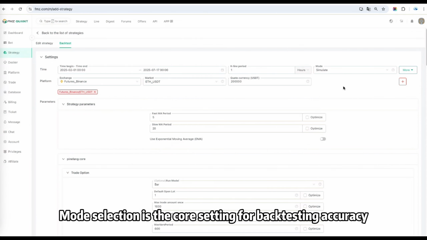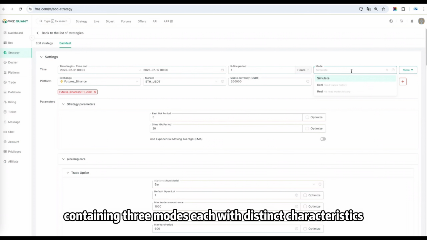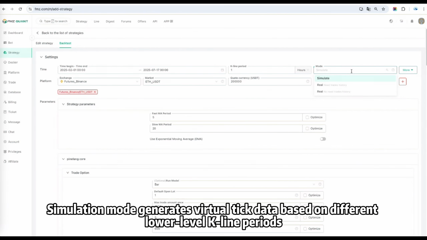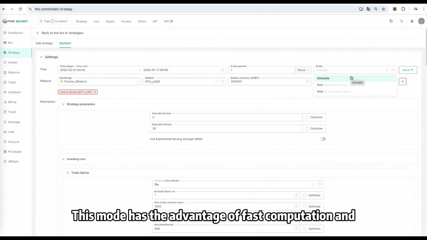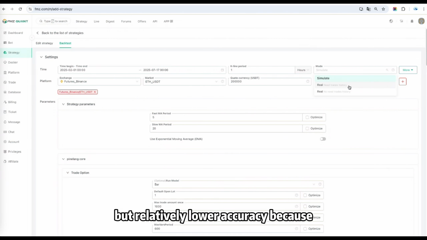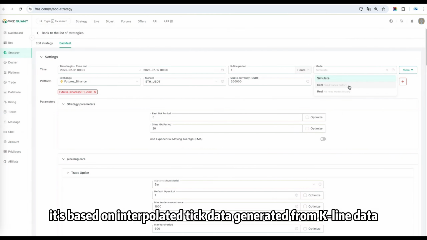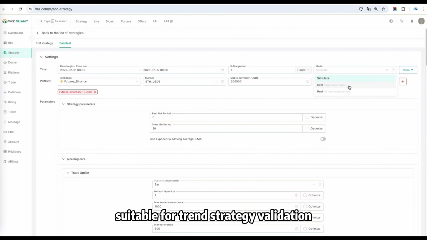Mode selection is the core setting for backtesting accuracy, containing 3 modes each with distinct characteristics. Simulation mode generates virtual tick data based on different lower-level K-line periods. This mode has the advantage of fast computation and low resource consumption, but relatively lower accuracy because it is based on interpolated tick data generated from K-line data, suitable for trend strategy validation.